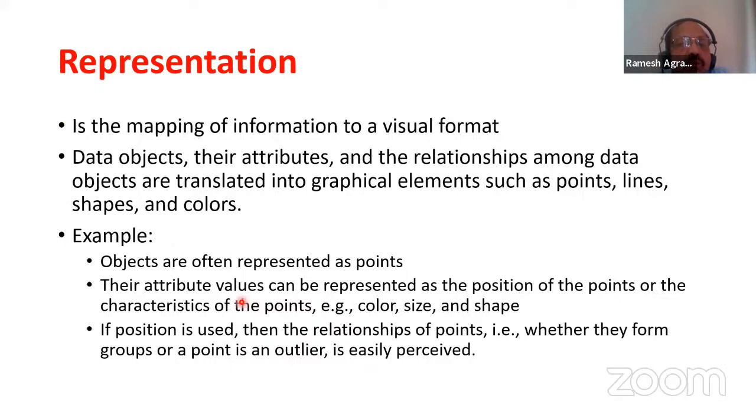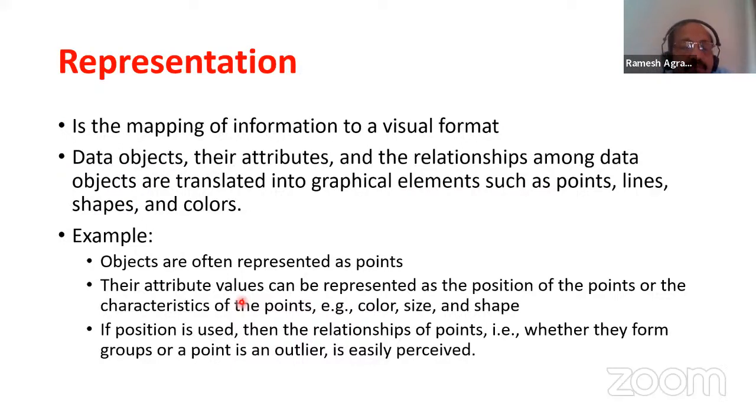So what you do, you have various data objects which are described in terms of attributes and which also have some kind of relationship among these objects. So basically you show such relationships in terms of a graph, where each data object or data sample can be represented in terms of points, lines, shapes, or colors.